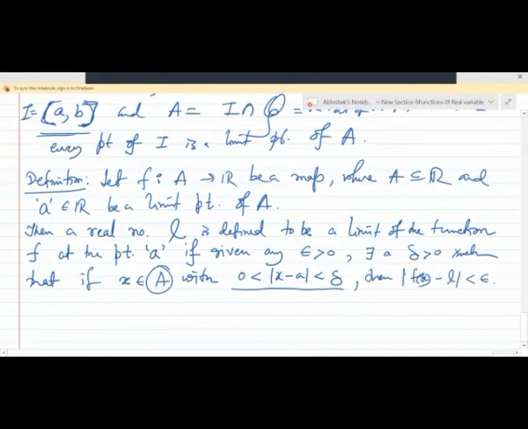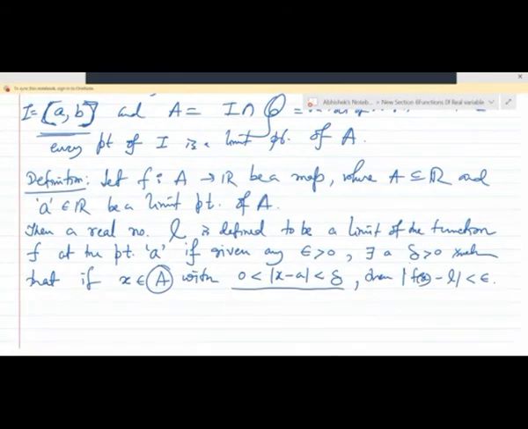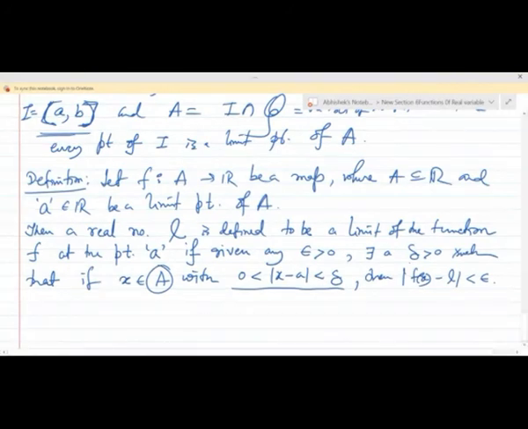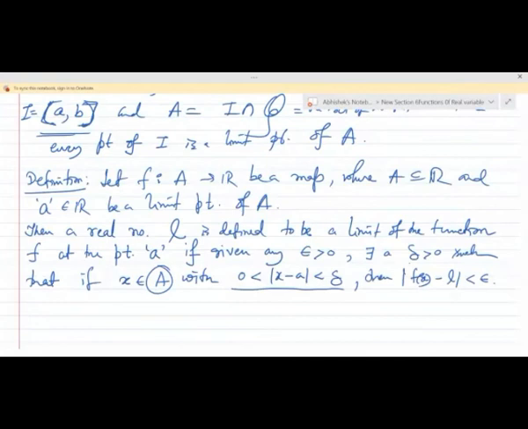So the real number L will be defined to be a limit of the function f at the point A if, given any epsilon greater than 0, there exists a delta greater than 0, such that if x belongs to A with 0 less than mod of x minus A less than delta, then mod of f(x) minus L is less than epsilon.